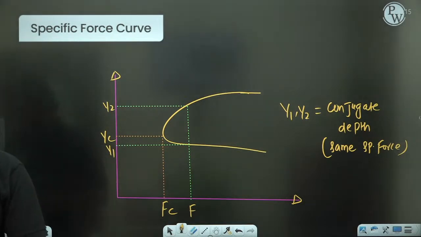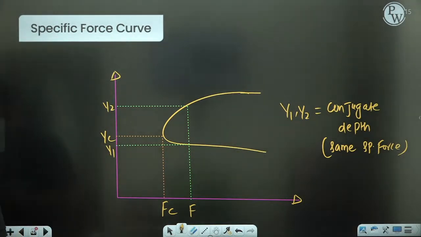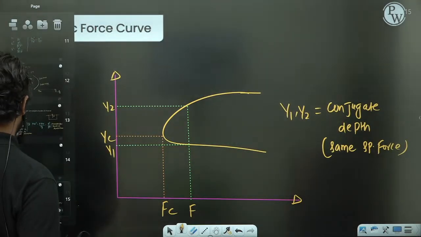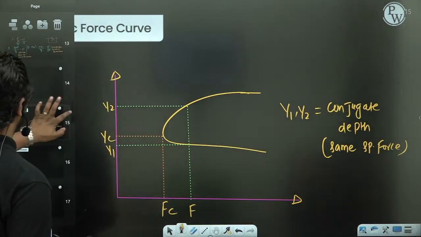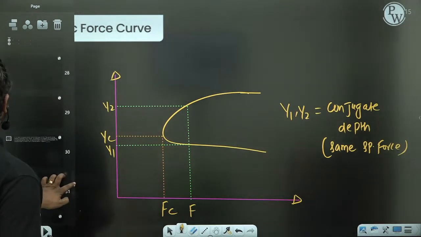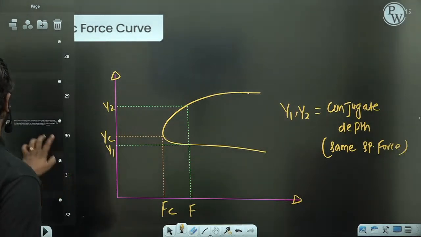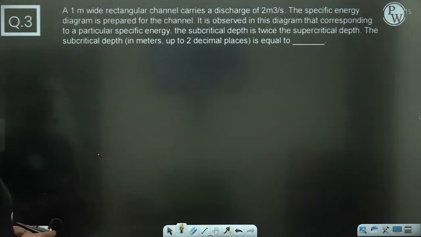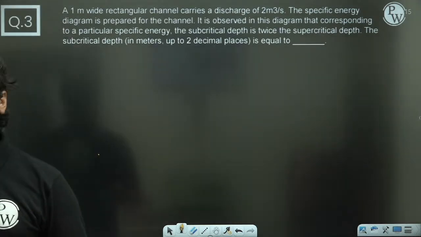Okay, so if you have understood this concept, then we can solve some problems related to this. So this is the first problem. Solve it quickly.